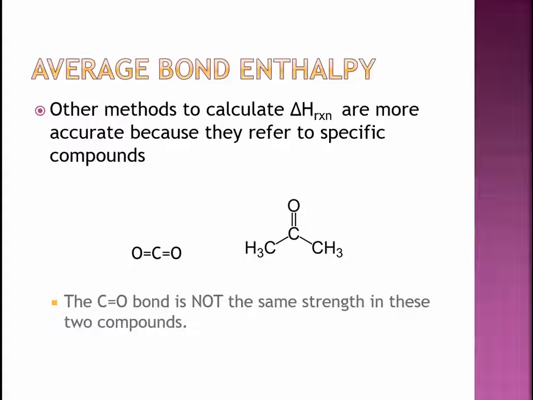It's the same here. So, for instance, look at these two different compounds here. We have CO2 and we have propanone. There's a carbon-oxygen double bond in both of these. However, these are not going to be the same strength necessarily, because the other stuff around this bond influences the strength of that bond. So average bond enthalpy is only an average of all the carbon-oxygen double bonds, and that average is not necessarily going to be accurate for either of these compounds in particular. Now we could look up heats of formation, which is going to work better because that's more specific.